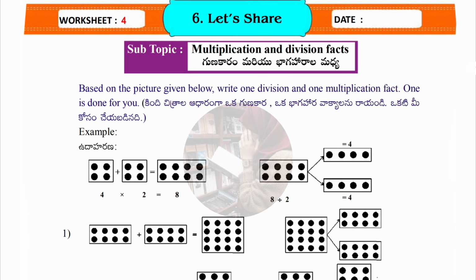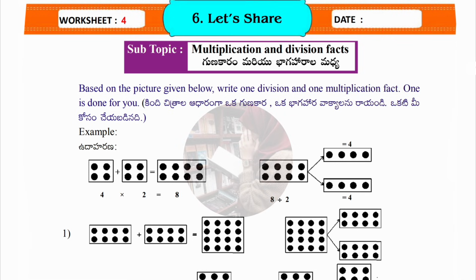Now we have to write it down in division form. So if you observe this, in the first box we have 8 dots. So these 8 dots divided by 2, then we'll get 4. So these 8 can be divided in 2 ways, that is 4 plus 4, like that. Okay, so 8 divided by 2 equal to 4. Got it guys? So in this way we have to do the given sums.